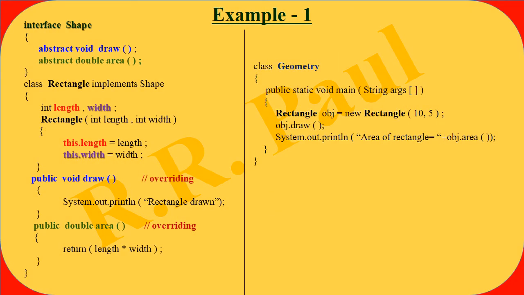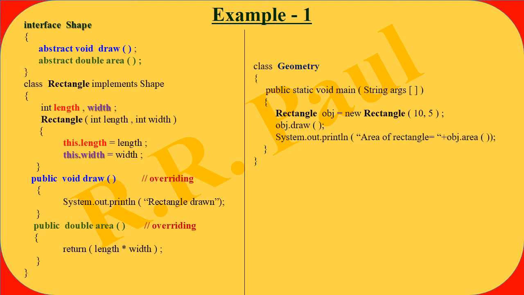First simple example. It consists of one interface and one inherited class rectangle. The interface name is shape and the name of the derived class is rectangle. Then we have a third class geometry in which we are creating object of the derived class rectangle, and from here we are calling the respective methods.